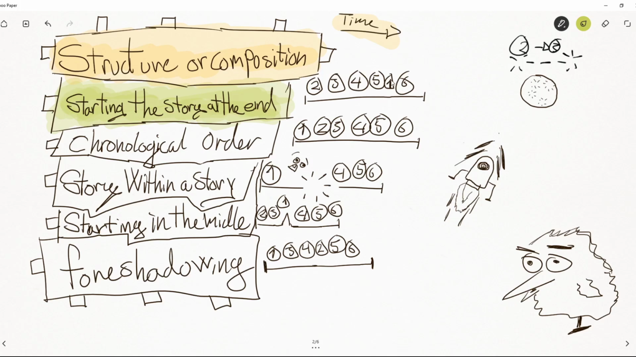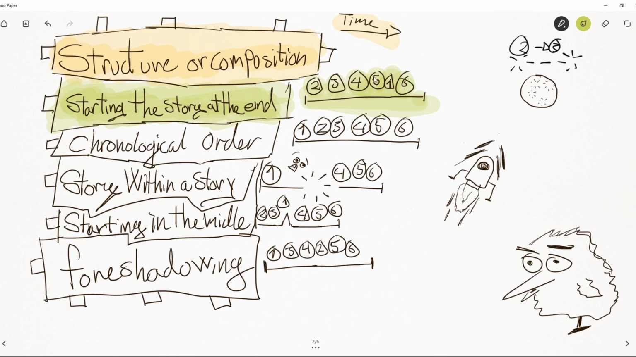So here you start the story here, where this timeline is supposed to show how the actual events unfolded, and these numbers are the order that we got them told to us. So as you can see, they start here and then go back to the start and explain everything. So this is quite common in a novella, and also in a lot of short stories.